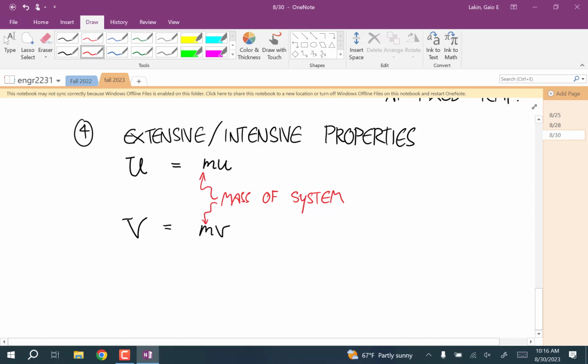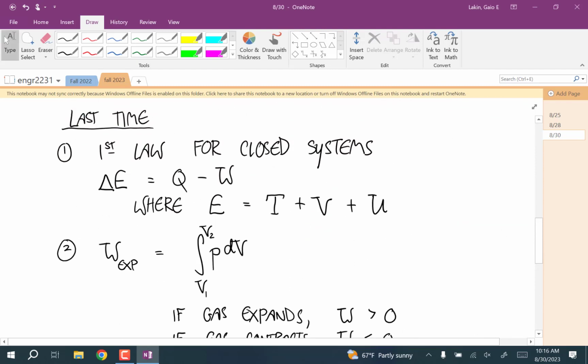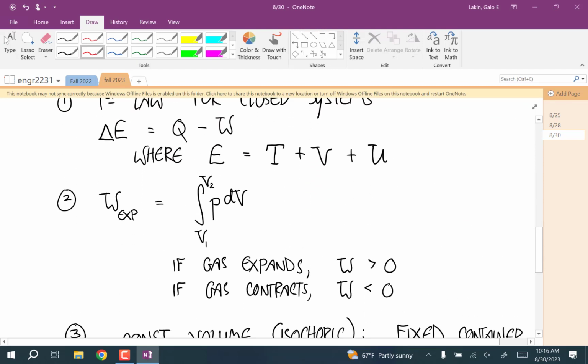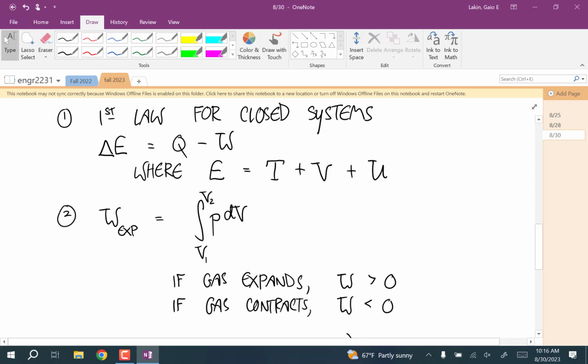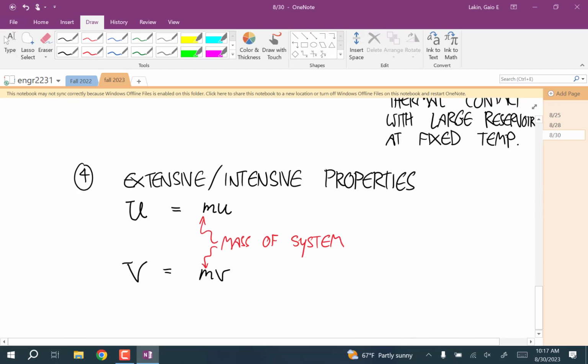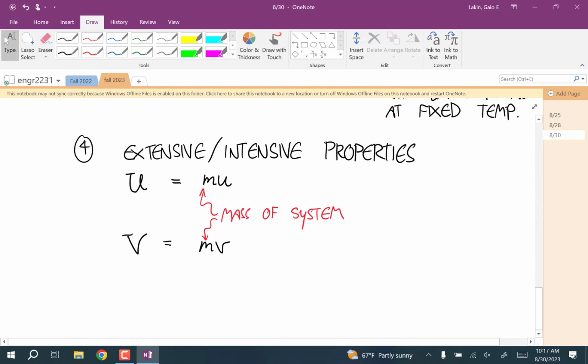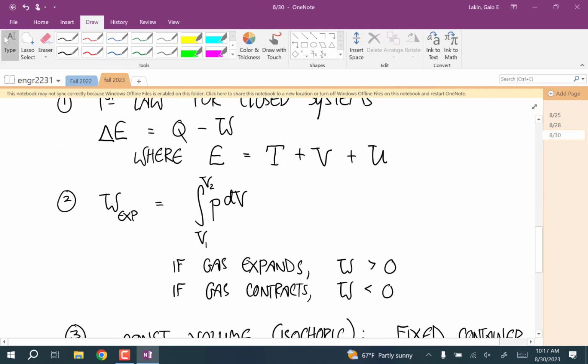So the reason this is important is look at the first law and this expression for the work of expansion, okay? And look at whether those are the intensive or extensive properties. Everything showing up in that first law for closed systems is an extensive property, okay? So if you're given values as intensive things, you need to convert that by using the mass. Same thing with this integral for the work of expansion. If you're given the specific volume, you need to multiply by the mass to get the extensive volume.